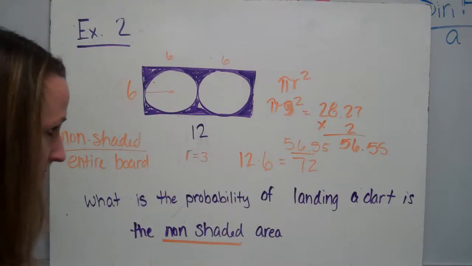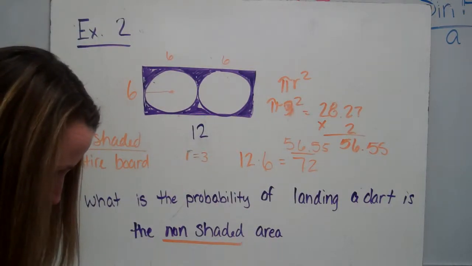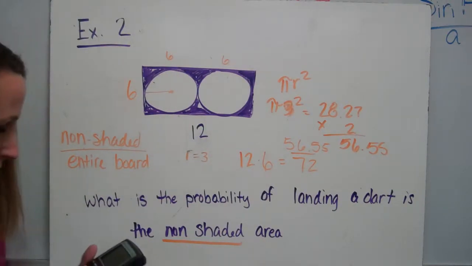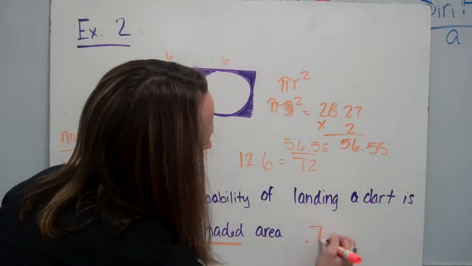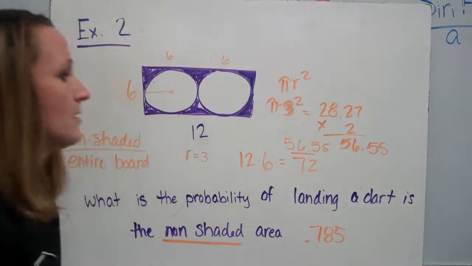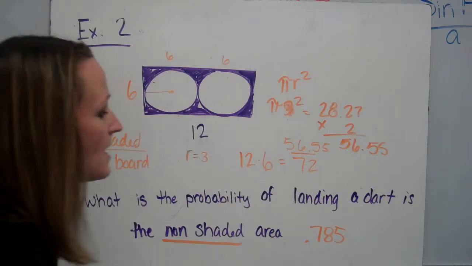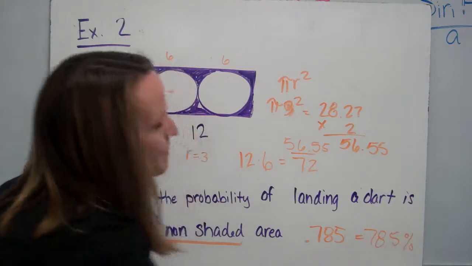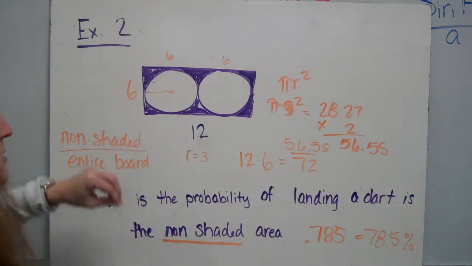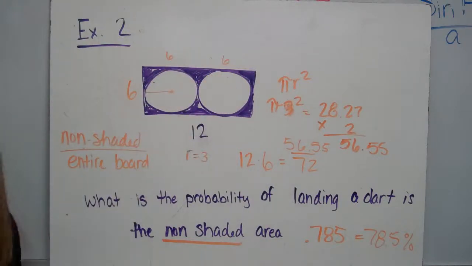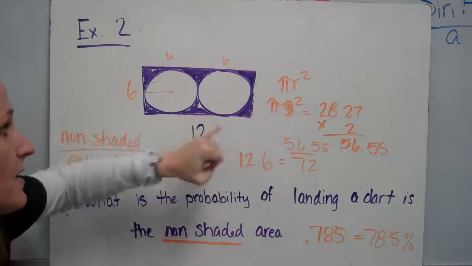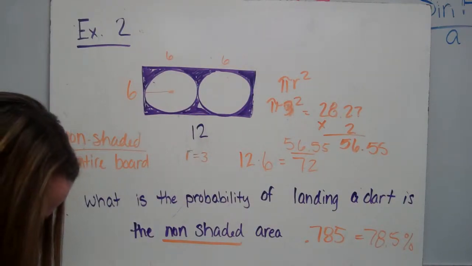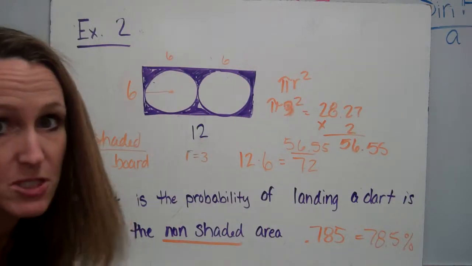So what is the probability of landing in the non-shaded? Well, 56.55 divided by 72 is, wow, 0.785. What are the chances? Which again would be 78.5%. Does this make sense? Well, almost the whole board is non-shaded again, just this little bit of area is. So yes, 78.5% does indeed make sense once again. And that's geometric probability.